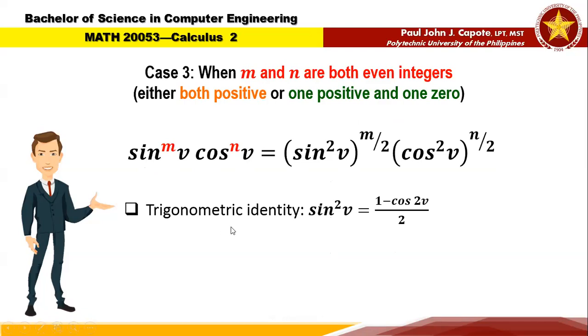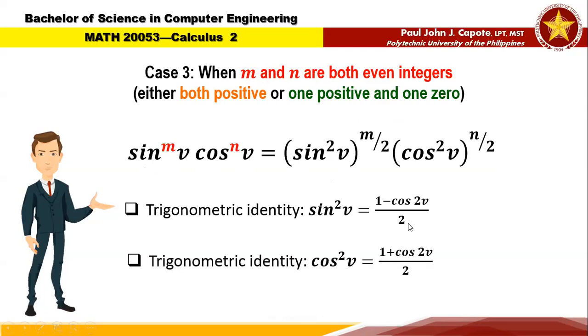And then we'll make use of the trigonometric identity sine squared v is equal to 1 minus cosine 2v all over 2, and the other trigonometric identity, cosine squared v, which is equal to 1 plus cosine 2v over 2. Mapapansin nyo, medyo magkapareho sila ng equivalent trigonometric identity. Kaibahan lang is yung operation. Kapag sine squared v, it's minus. If cosine squared v, it's plus.